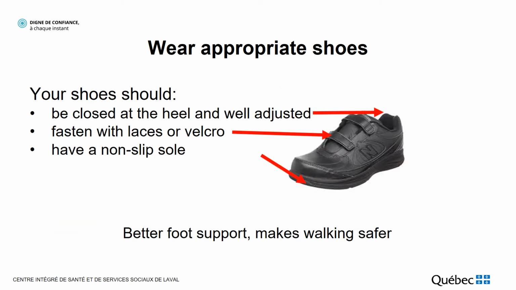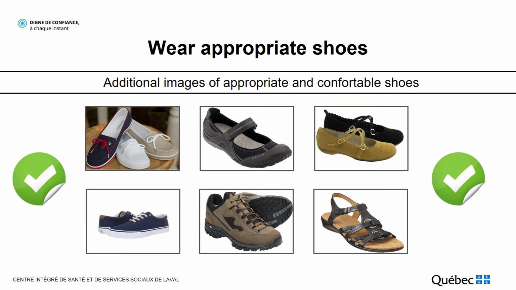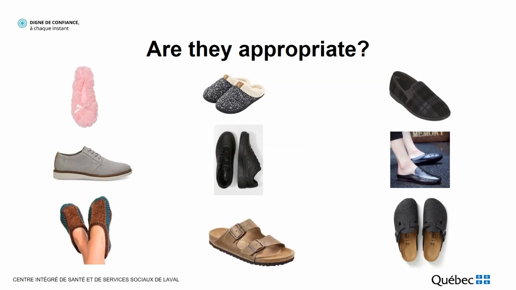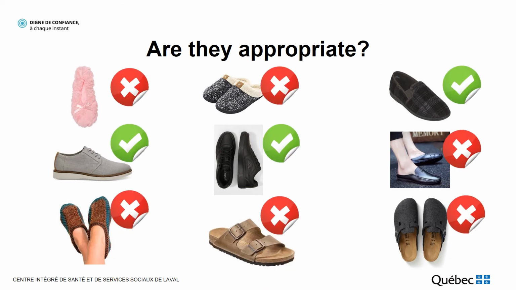Your shoes should have 3 of the following components: be closed at the heel and well adjusted, fasten with laces or Velcro, and have a non-slip sole, because better foot support makes walking safer. Here are additional images of appropriate and comfortable shoes. Let's see which shoes are appropriate on these images. The 3 with the green check mark.